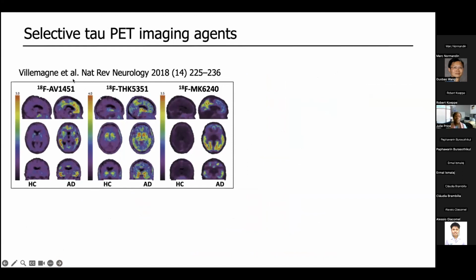And this is an example of a subject scanned with 3 radiotracers: flortaucipir, THK-5351, and then a newer generation tracer, MK-6240.